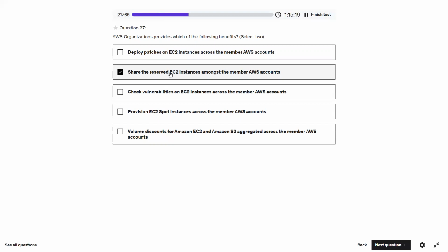In AWS Organizations, we have multiple accounts. One account has 10 reserved instances, but uses only 5. Another account already uses 10, but now needs 5 more. So they can use the 5 shared instances from the first account. So they can share the reserved instances. Check vulnerability, wrong. Provision issue to support instance, wrong. Volume discount, yes, definitely you will get the volume discount.